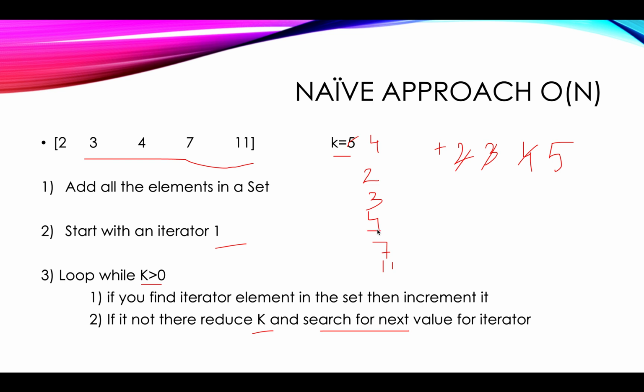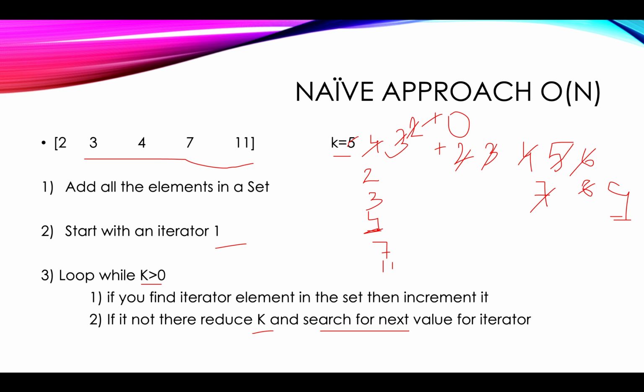5 is missing, 5 is not there, we reduced k. Then we get 6. 6 is missing, we again reduced k. K becomes 2. 7 is there, let's move ahead. 8 is missing, we reduced k to 1. And 9, we incremented to 9. 9 is not there, k becomes 0, and we get our answer. So pretty simple, a naive approach.